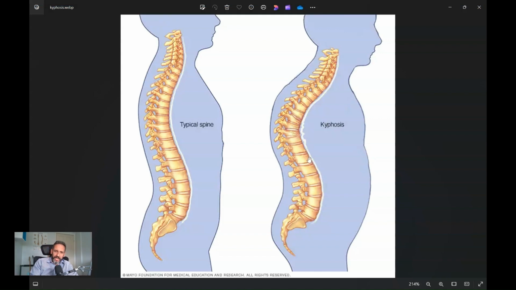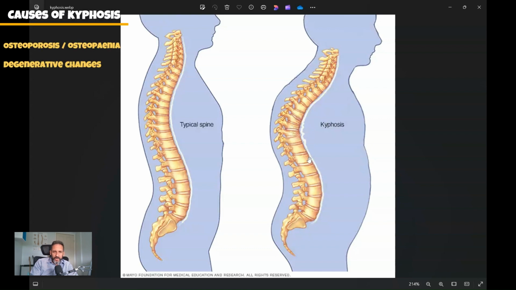Another problem that happens as we age is degenerative change. That's wear and tear, and that's in the discs, the cushion between the bones. It starts to collapse, and if it collapses more at the front than at the back, and then again over a whole stack of these bones, over a whole segment, that will cause it to gradually crumble down.